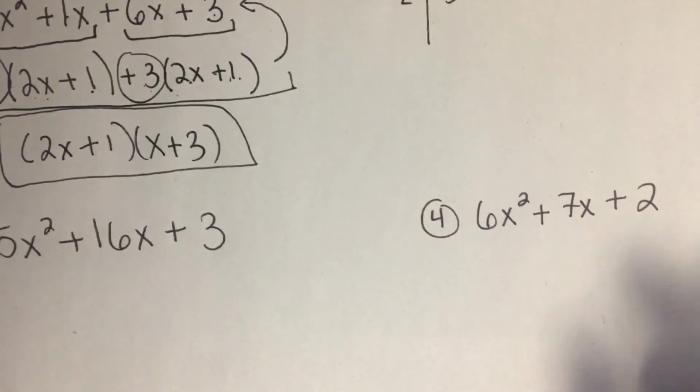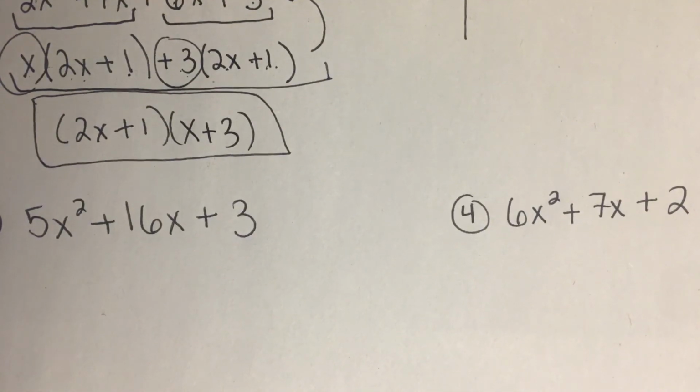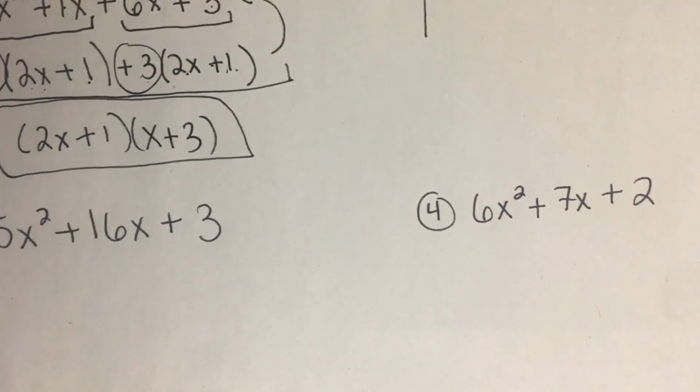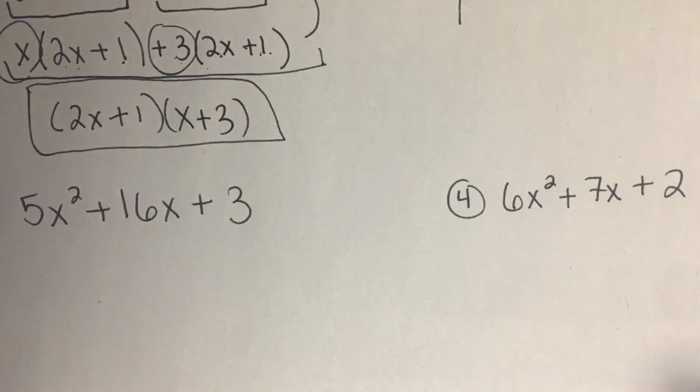So here are two more examples if you'd like to take a look at them. You have 5x squared plus 16x plus 3 and 6x squared plus 7x plus 2. Take a second to get them done if you'd like.